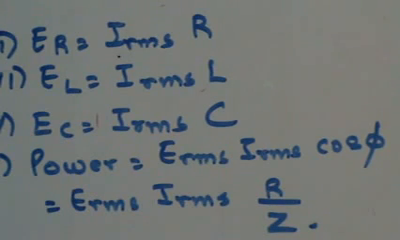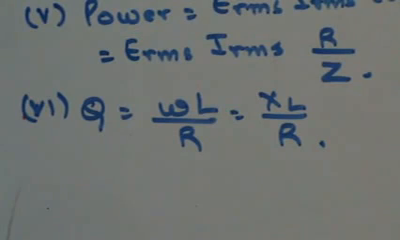And the last thing that you have to find out is voltage magnification factor, Q. Q is nothing but omega L upon R. Omega L is nothing but XL upon R. XL we've already found out right in the beginning, and we also know the resistance, so you should be able to get the voltage magnification factor.